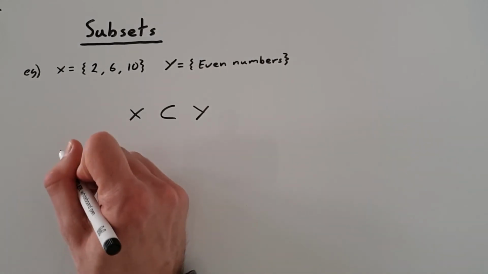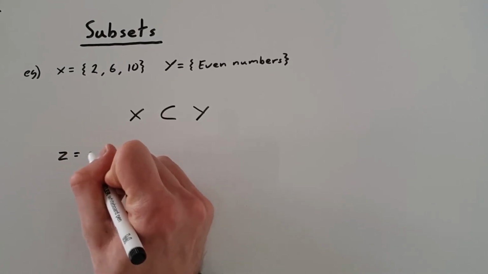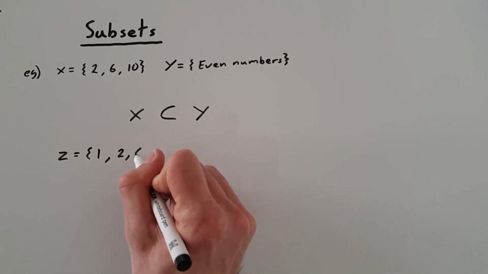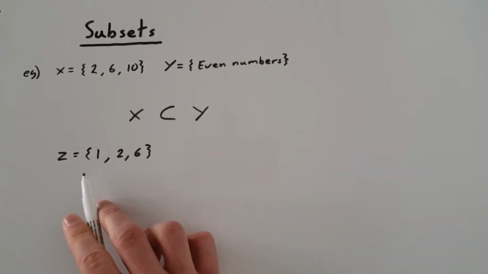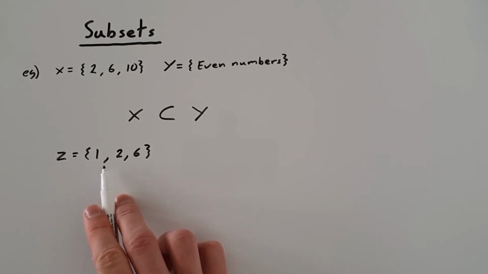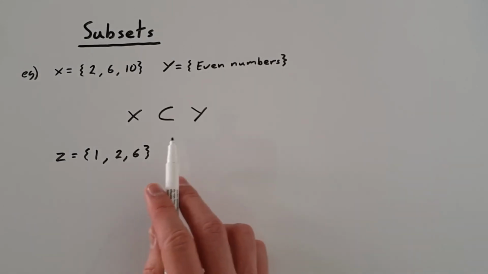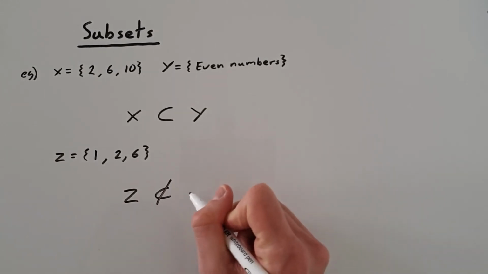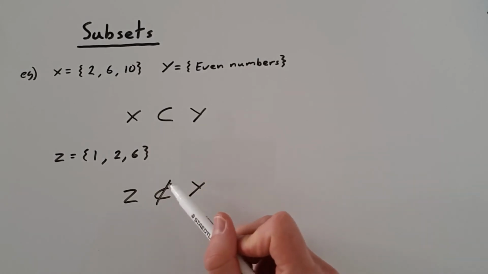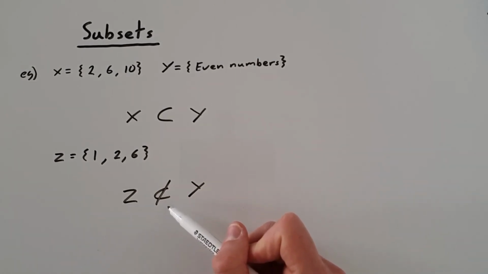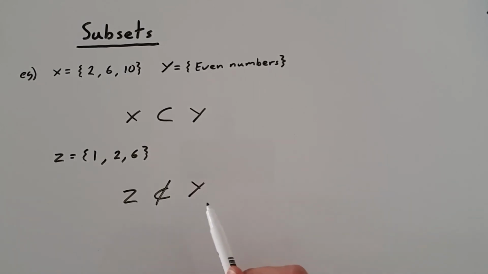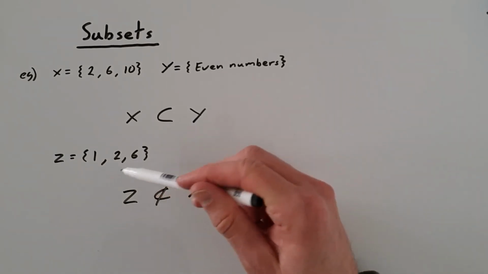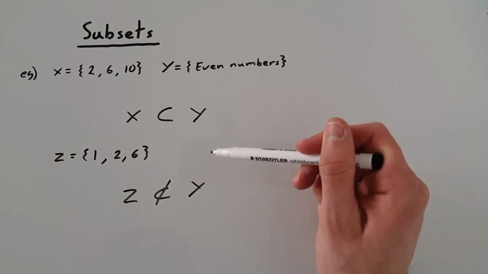Equally, if we were to have another set, say set z, and this had the numbers 1, 2 and 6 in it. There's now an odd number in here, 1, so therefore z is not a subset of y, and we can write this like this. So the same symbol, but again with a line through it to show that it's not the case. So this is now saying that z is not a subset of y. Okay, so I hope that makes sense. As long as all of the members of that set are within another set, then it's the subset.